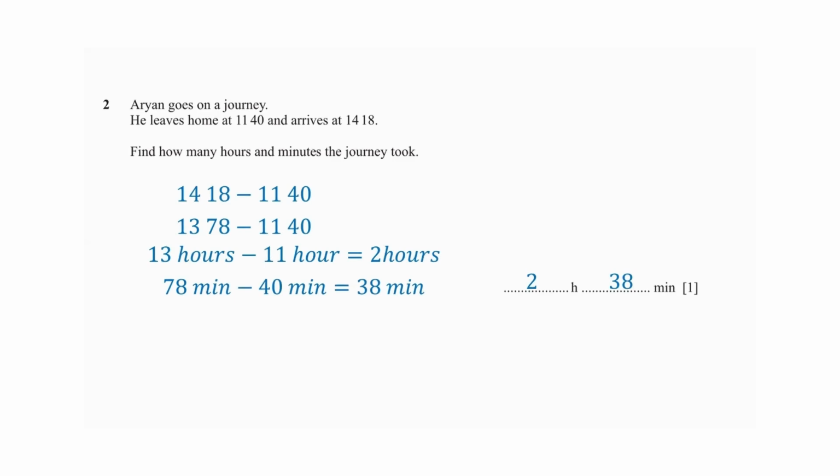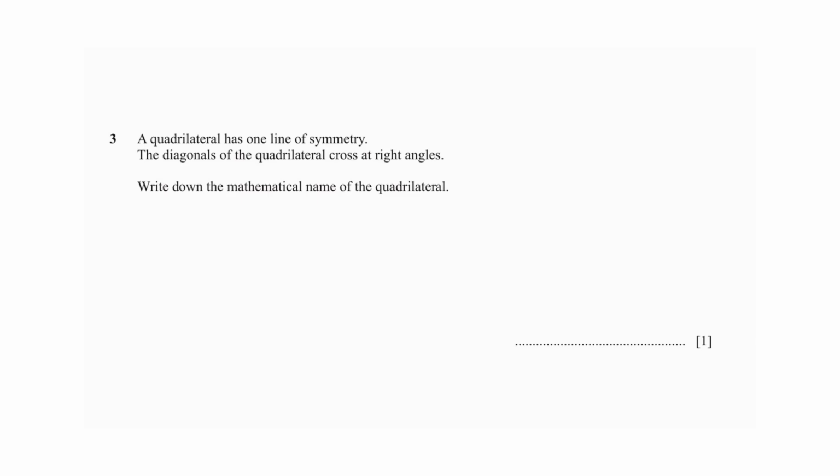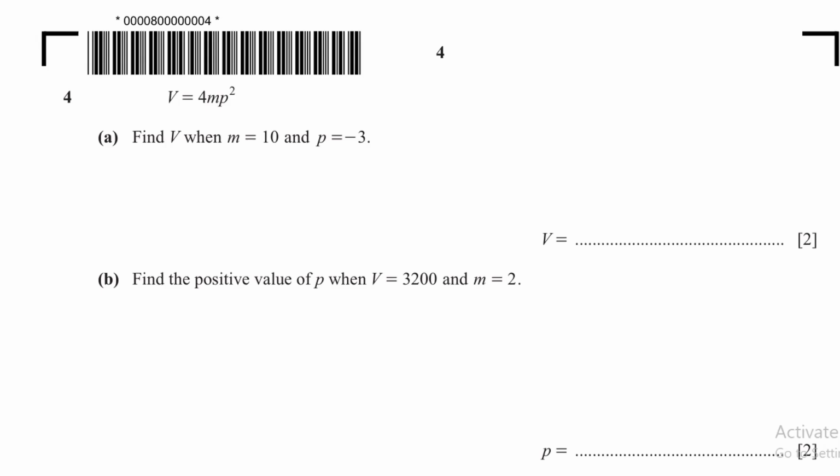Let's proceed to question number 3. A quadrilateral has one line of symmetry. The diagonals of the quadrilateral cross at right angles. Write down the mathematical name of the quadrilateral. Look at this quadrilateral here. What is the name? Can you guess? This is a kite. That's the only quadrilateral that fits this description: one line of symmetry and the diagonals cross at right angles. Hence, we write kite on the answer space provided.